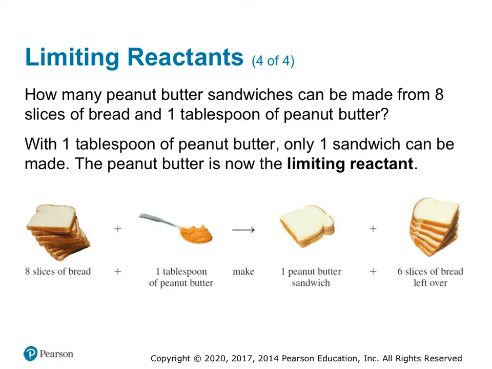Conversely, if we had 8 slices of bread and only 1 tablespoon of peanut butter, now we can only make 1 peanut butter sandwich because we only have enough peanut butter for 1 sandwich. So peanut butter is now our limiting reactant, and we have bread left over.